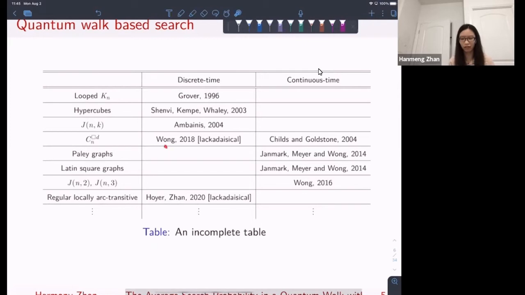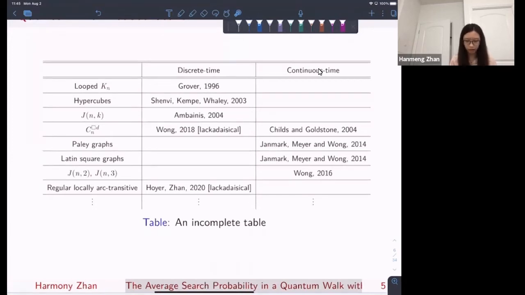For example, Tom Wong, who just gave a talk last week, proposed a so-called lackadaisical quantum walk. By making the walker lazier, you can arrive at the target with a higher probability. And he looked at the two-dimensional torus, which is just the Cartesian square of K cycles. And there are also continuous-time analogs of such algorithms. The earliest one, I guess, is in 2004. Childs and Goldstone studied this version on any dimensional lattices.